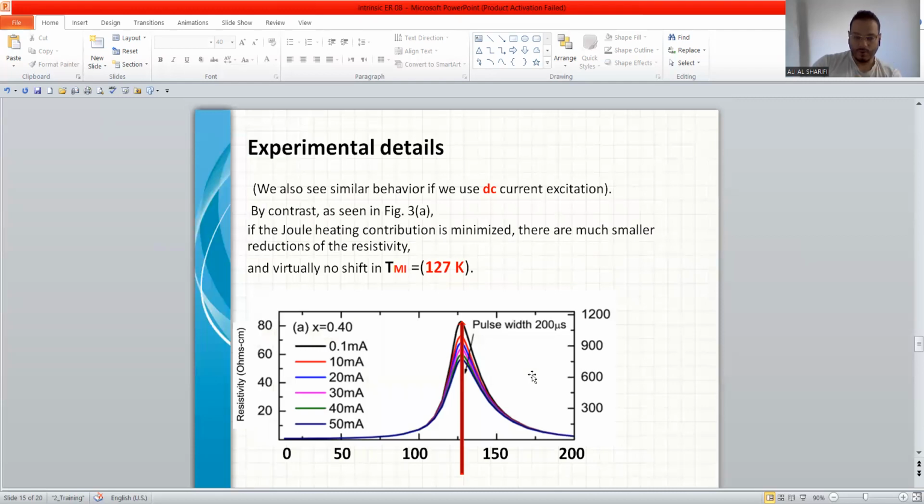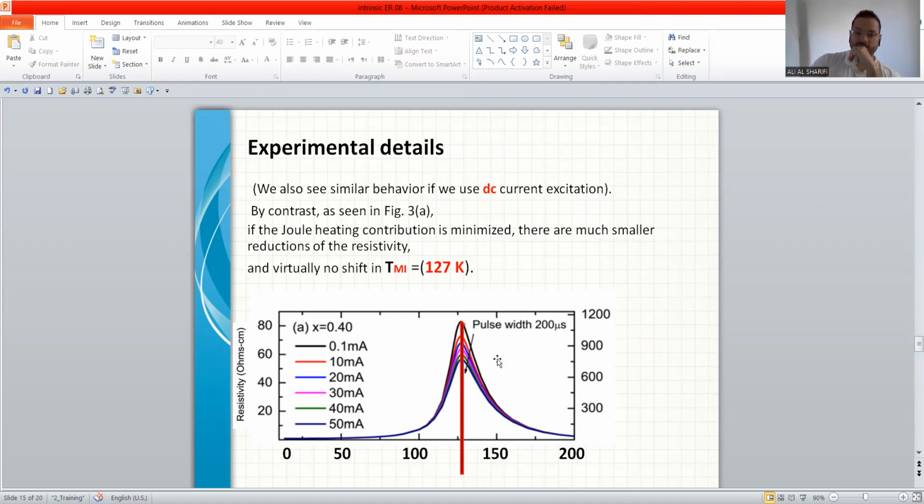Here is the important image. On the x-axis we have the temperature in Kelvin, and on the y-axis the resistivity in ohm centimeters. Okay, and we have different amounts of current, starting from 0.1 milliampere until 50 milliampere, and we will see what happens and what all of these colors mean.